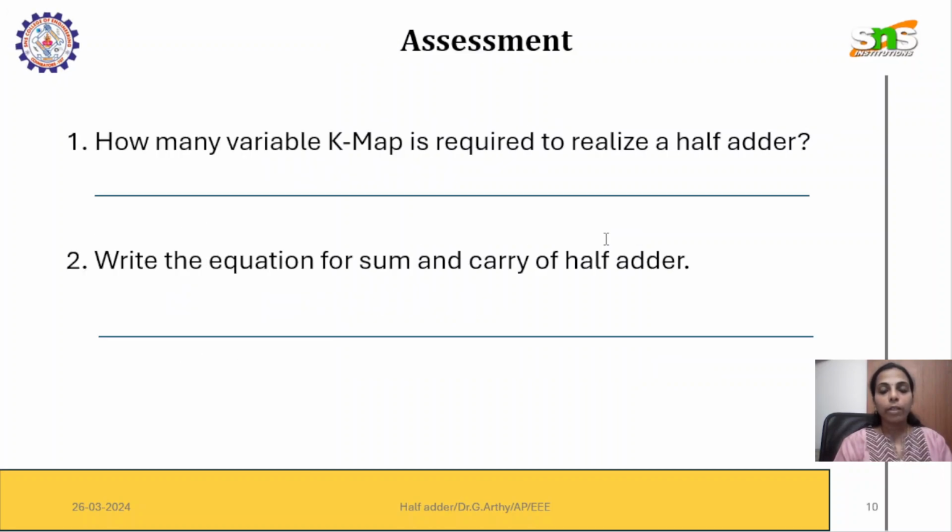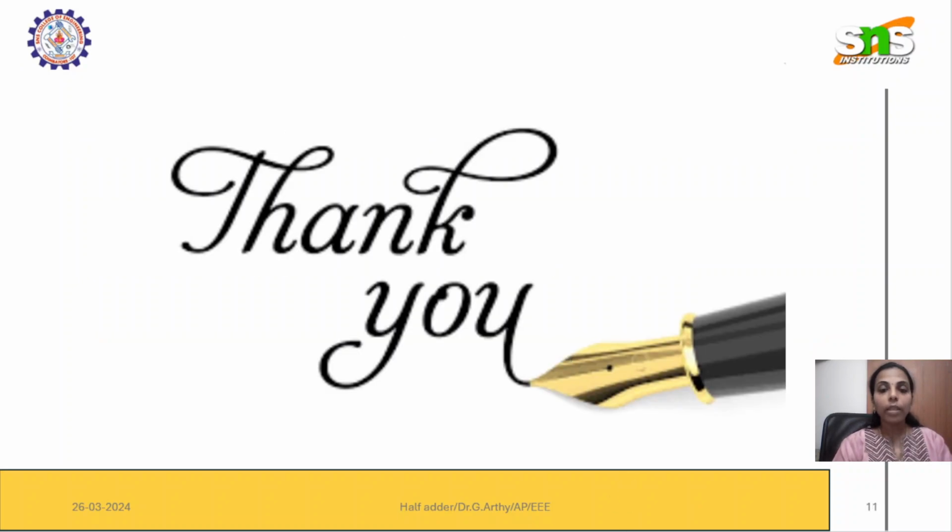And here you have the assessment. How many variable K-map is required to realize a half adder? Write the equation for sum and carry of half adder, that is the Boolean expression. I hope you have understood the design procedure of half adder, and thank you so much.